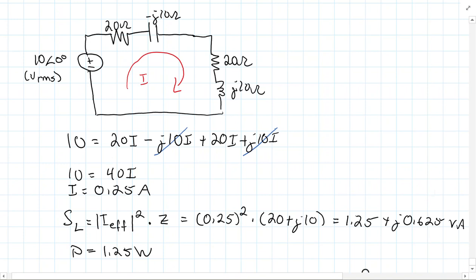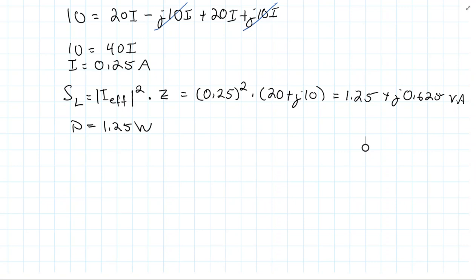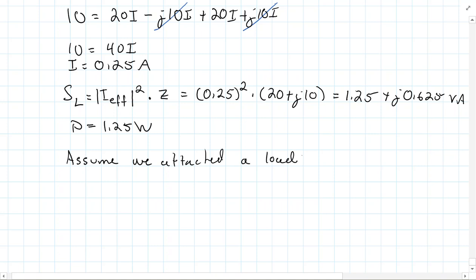Okay, so this again is not a proof, but to illustrate, or to show that this is definitely giving us a maximum average power transfer, let's now just assume we attached a load of 20 plus j5. So if I do 20 plus j5, clearly my load does not equal my Thevenin impedance conjugate.